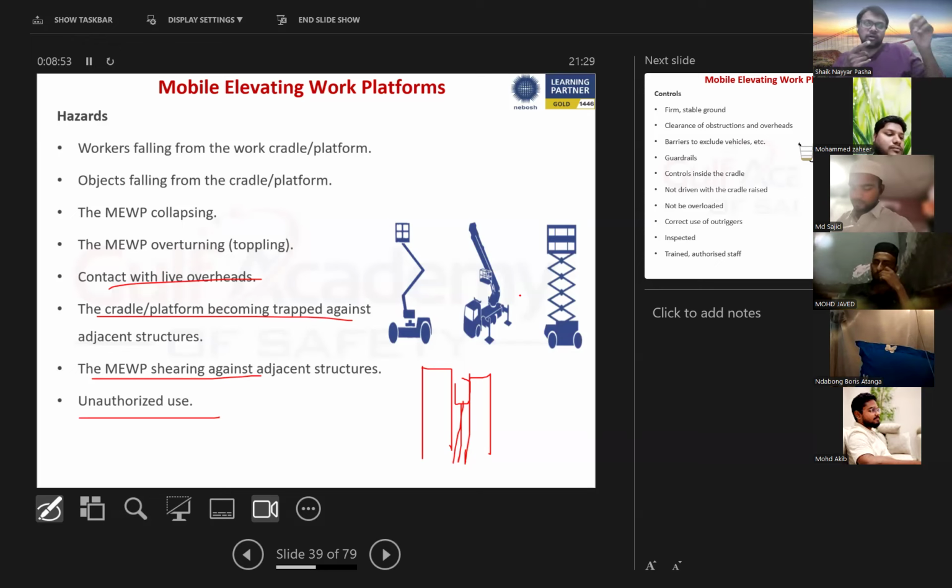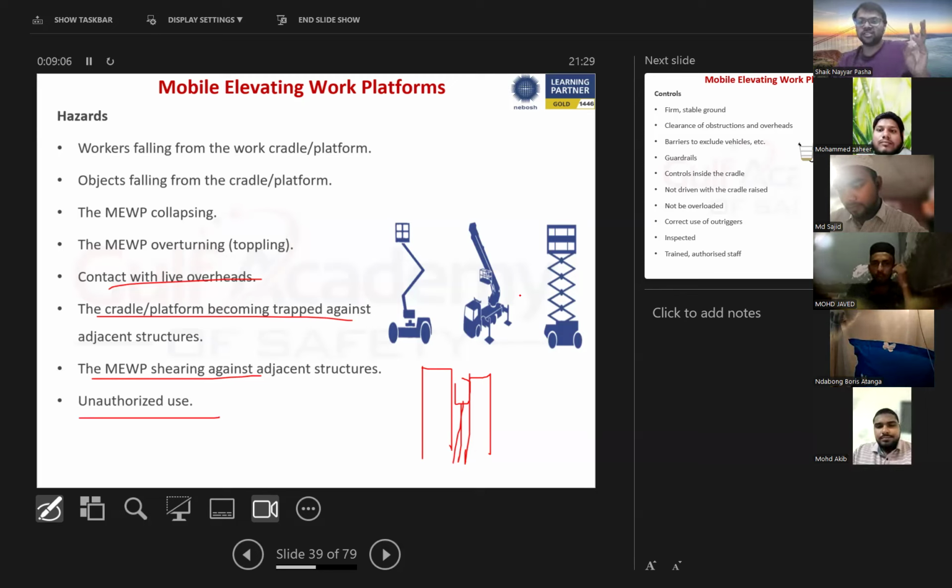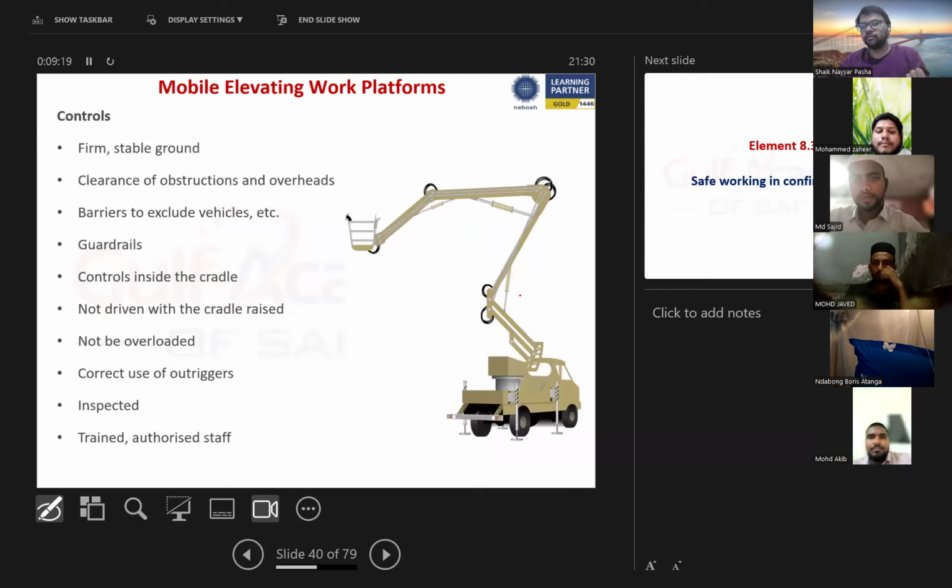Install guardrails on the cradle to prevent a person from falling. Do not overload the cradle. Provide safety harness and a lifeline or a fall arrestor so that if a worker falls, he will not directly fall onto the ground, minimizing the consequence of the injury. And whenever you are driving, already discussed, the cradle should always be kept close to the ground, not extended. Okay, are we clear? So these precautions have to be taken when you are working with mobile elevated working platforms.